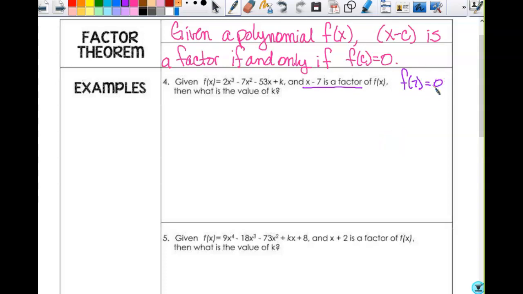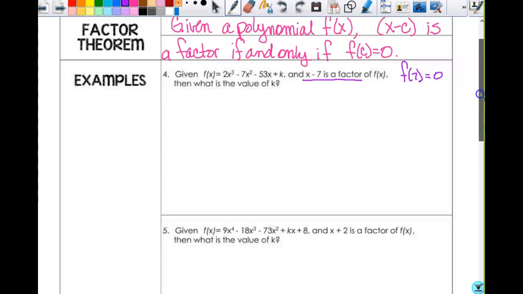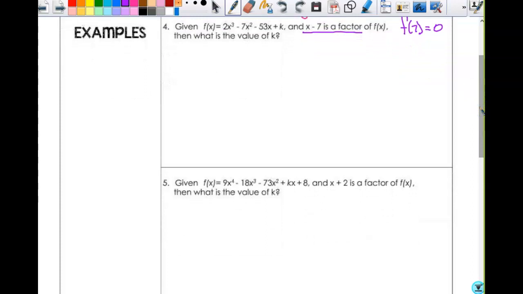So it does give me as much information. It just didn't flat out say it. Saying that it's a factor tells me what that remainder is. So now, knowing that, I'm going to do it the same way I did on the front. This is a cube, so 1, 2, 3, 4. So I'm going to put these 4 things in my synthetic division. Get 2, negative 7, negative 53, k. And 7 goes out here, and I know that my remainder is 0. So go ahead and run through that and see if you can solve for k without me talking you through it.